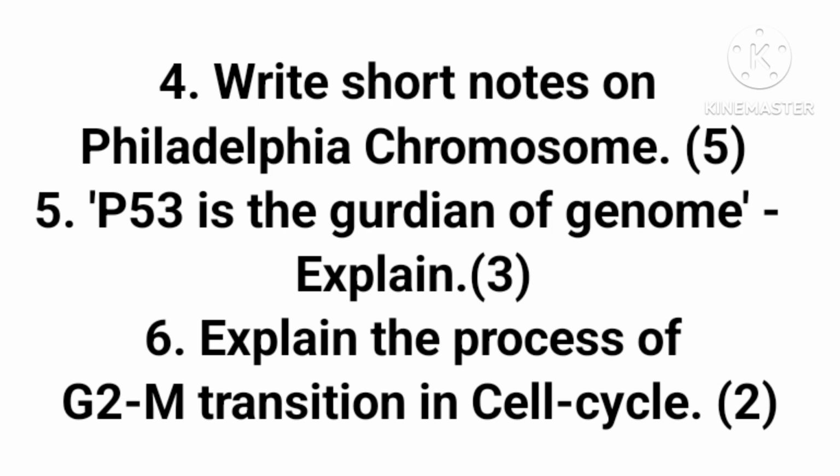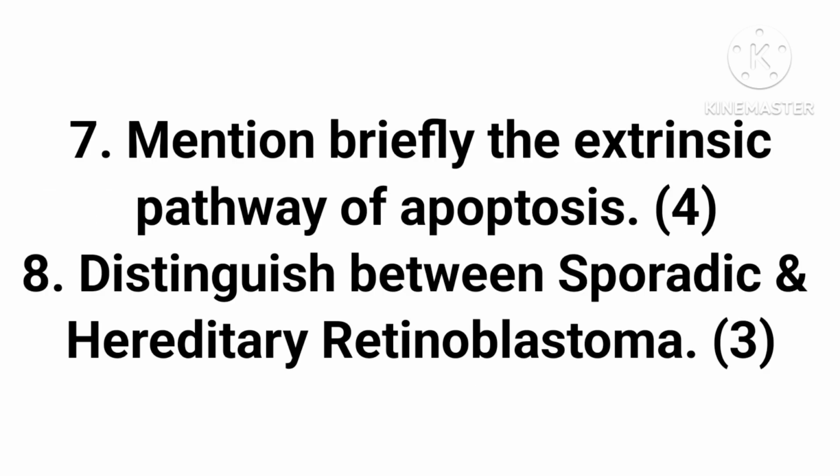Next question, P53 is the guardian of genome. Explain. It carries 3 marks. And next question, explain the process of G2M transition in cell cycle. This question carries 2 marks. Next question, mention briefly the extrinsic pathway of apoptosis carrying 4 marks. It also needs detailed explanation with proper diagram. Next question, distinguish between sporadic and hereditary retinoblastoma carrying 3 marks and make it in tabular form.